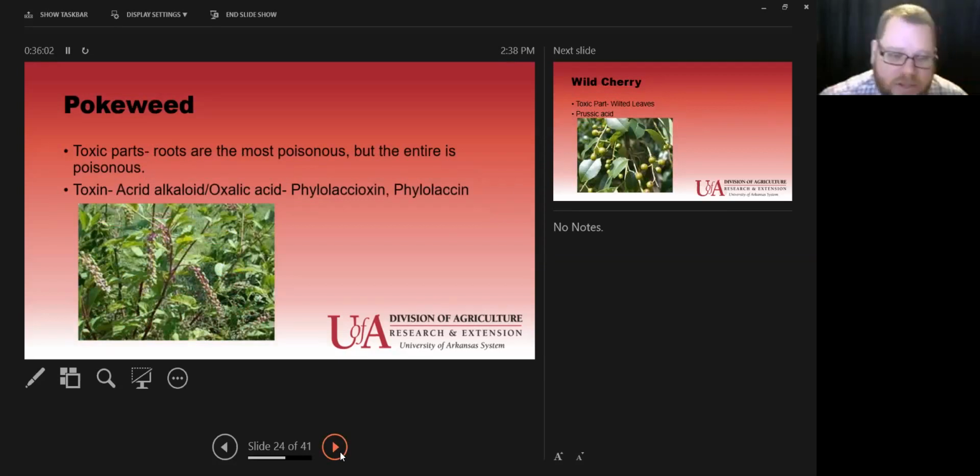So pokeweed is our next one. And in Southwest Arkansas, that sometimes becomes a staple. Many a time I watched my mom make some poke salad. But there was a process to that, right, to make it not poisonous anymore. And cattle don't have that option. So roots are especially the most important, the poisonous part, but leaves and fruits, all parts can be poisonous.